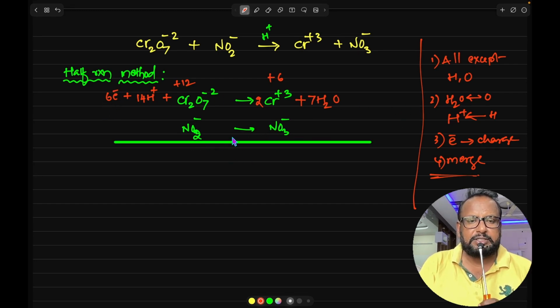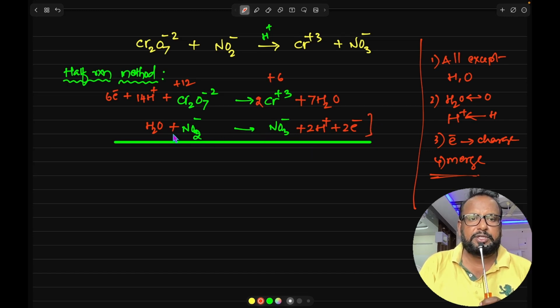In the second reaction, nitrogens are already balanced. Oxygen is 1 on the left, 3 oxygens on the right. So I add 1 H2O here. So I have to add 2 hydrogens on the right side and 2 electrons to balance the charges. Now the charges on both sides are -1.